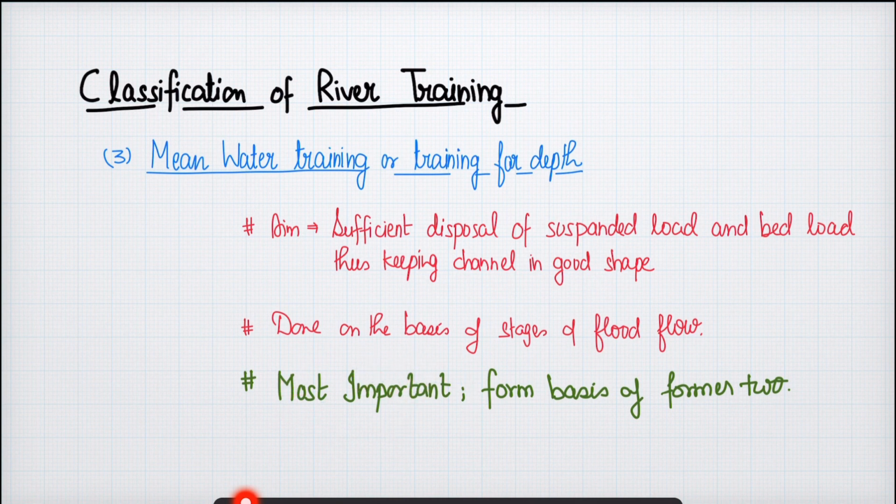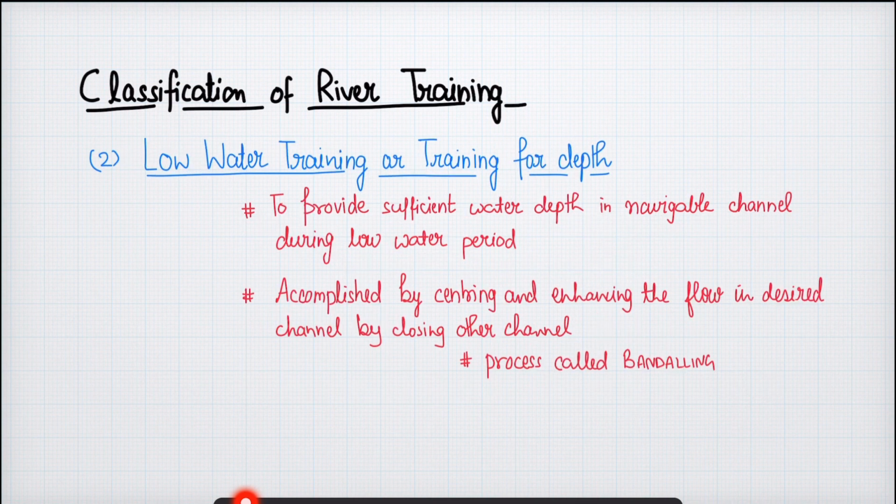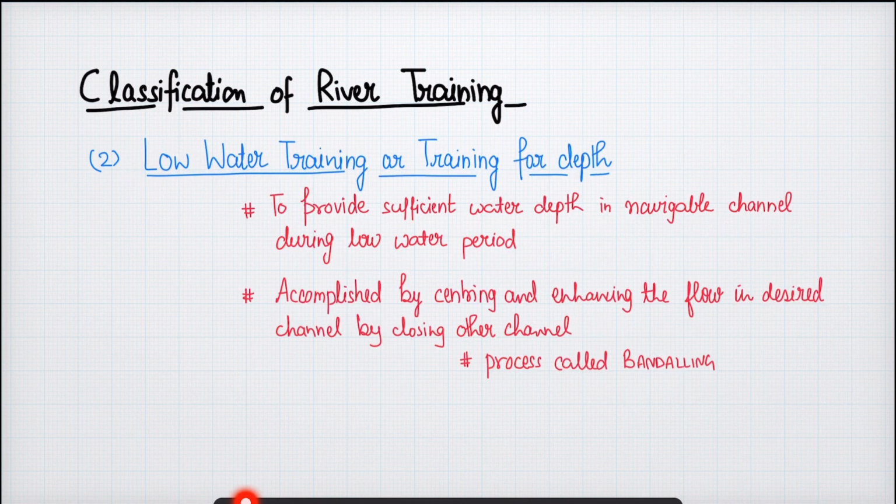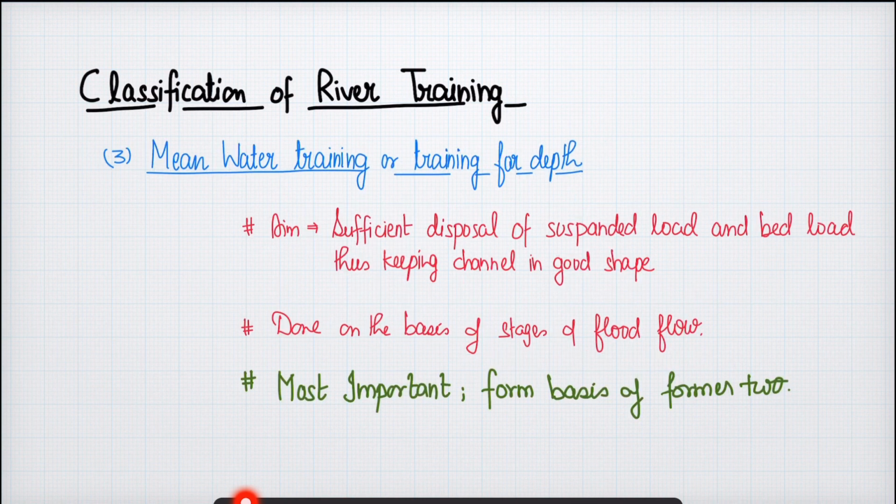Using this type 3 river training work, the other two, type 1 and type 2, are decided. I'm again repeating: type 3 is the mean water training, or training for depth. Here you see that type 2 also has training for depth, and type 3 also has training for depth, but type 3 has a different aim from type 2. So it is very important that you know what aim each type of river training work achieves. We have type 1, type 2, and type 3. Type 3 is the most important, also called mean water training or training for depth.